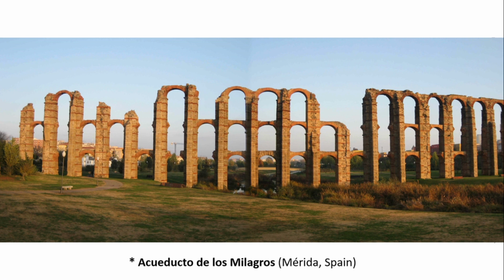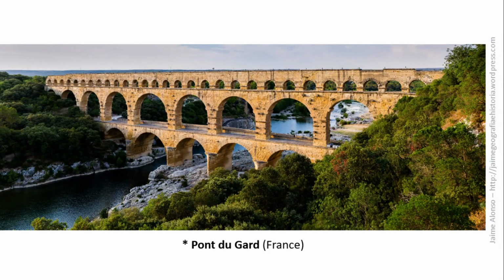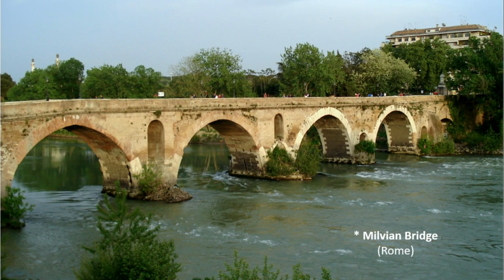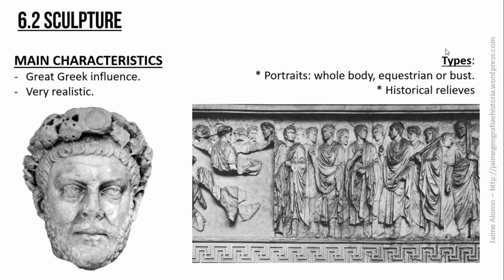Other aqueducts are the Aqueducto de los Milagros in Mérida in Spain, and also the Pont du Gard in France over the Gard River. For saving different heights and rivers and valleys, they also built bridges, such as the Puente de Alcántara in Cáceres and the Milvian Bridge in Rome, the one we have mentioned of the Battle of Constantine the Great.